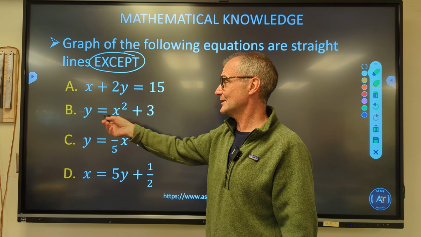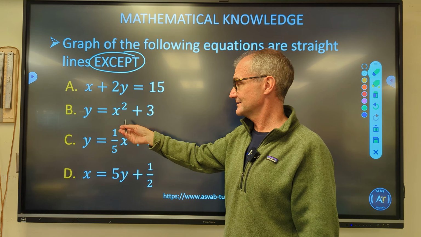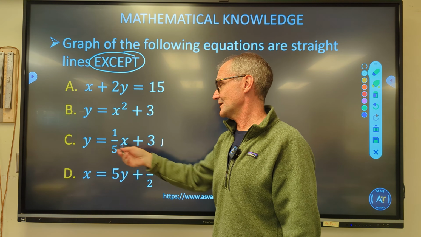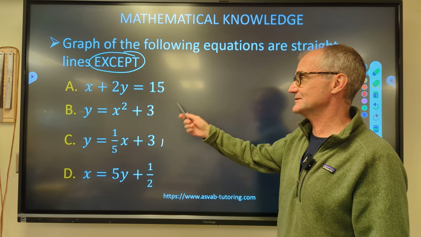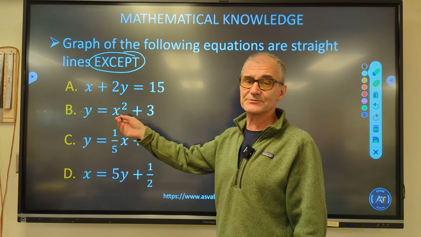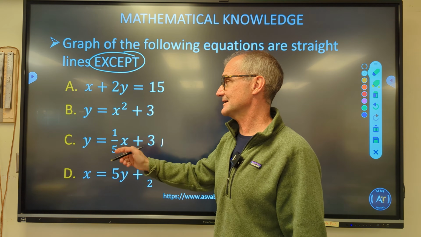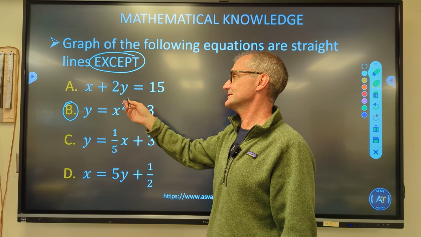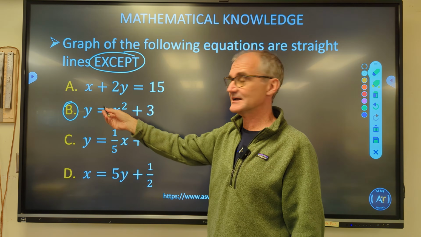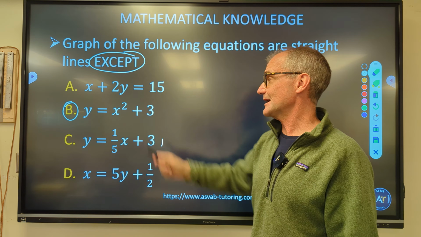Here I have a singular y, but an x squared. That's different. X and y are singular. So the only one that's really different than the others is this one with a squared. And that's the correct answer, answer B. These are straight lines. A little increase in y leads to a little increase in x. This is actually a parabola.